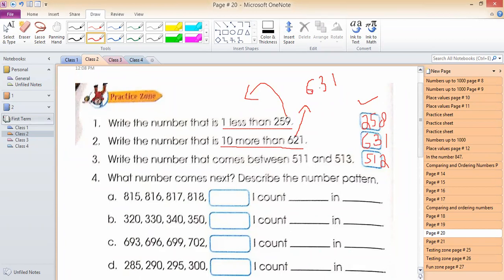So it's up to you. If you want to write the answer directly, you can. If you want to check by adding 10, you can do that also. Question 3 is: write the number that comes between 511 and 513. There are two ways to find it. First, check the number which comes after 511, that is 512. Or check the number which comes before 513, so that is also 512.